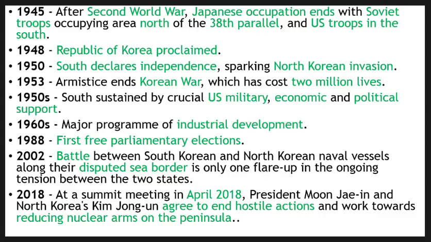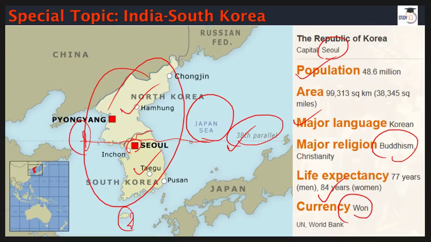In 1945, after the Second World War, Japanese occupation of this Korean peninsula came to an end. The northern part, that is the area above the 38th parallel, was conquered by the USSR. You can see here Russia is not far. In fact, Russia shares a very small border with North Korea.